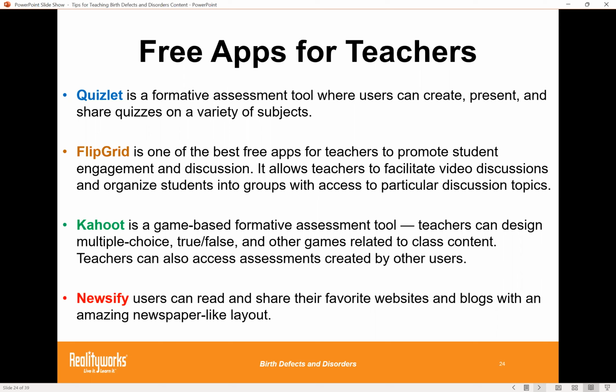And then the 4th one's called Newsify. You could use this app to have your students create a blog or a newspaper centered around a specific birth defect or disorder with pictures and facts to share. And an app like this could really work well for the National or International Birth Defect Awareness Day event that we shared earlier.